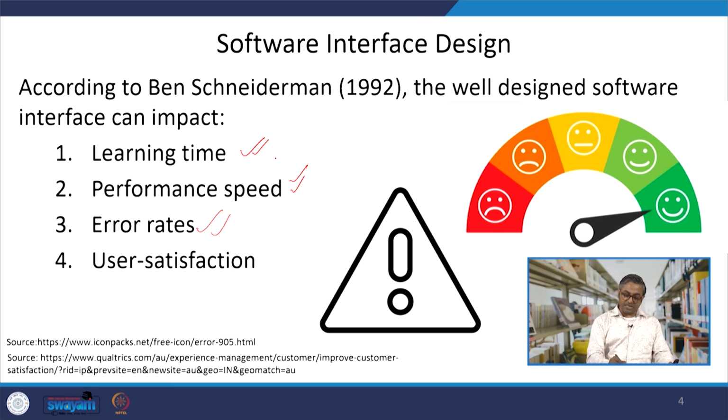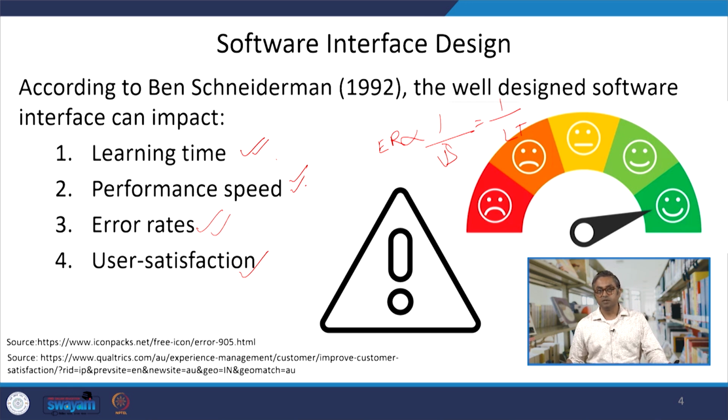If the learning time is less, if the performance speed is better, and the error rate is zero, then the user satisfaction will be high. So, error rate is inversely proportional to user satisfaction. Error rate is inversely proportional to learning time. The lesser the learning time, the easier the learning is, the minimal will be the error rate.